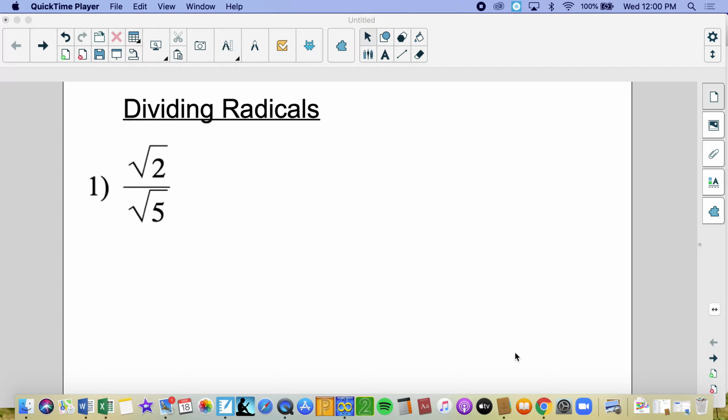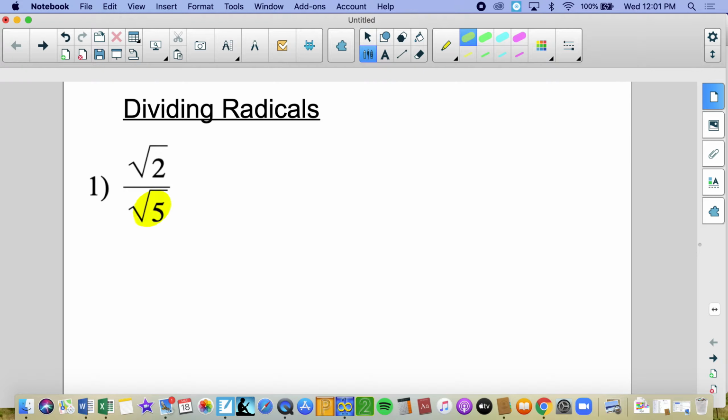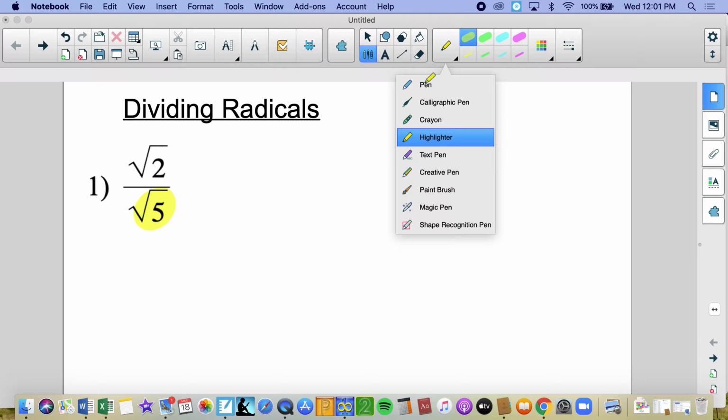To dividing radicals. Things that we need to remember when we are simplifying radicals that are being divided is we are not allowed to have radicals in the denominator in our answer. So we have to what we call rationalize them.